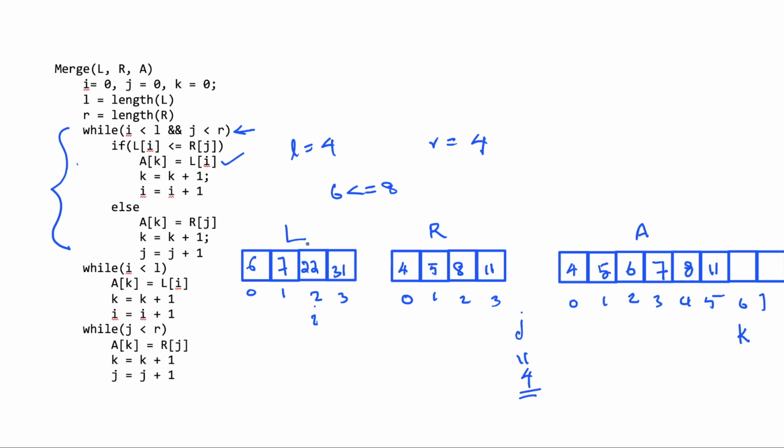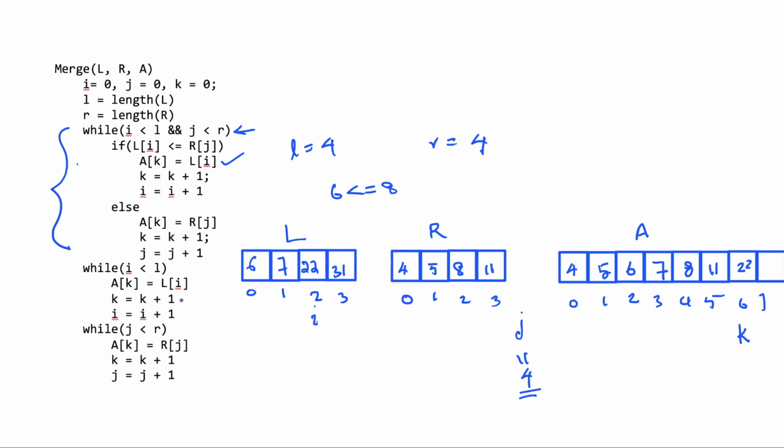Now we will be copying the other subarray into the final array. Now we are checking whether the value of i is less than 4. Of course the value of i is 2, which is less than 4. So we will copy the content of this left subarray into the final array. So we will get A of k equal to L of i, where k is 6 and i is 2. So I will be copying the number 22 into the final array. So I will get 22 over here.